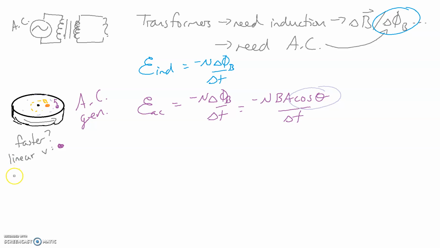Sometimes it's better to use what is called angular speed. Angular speed makes more sense for things that are spinning. It's a similar idea to linear speed, except instead of the distance you travel, it's the angle you travel. So angular speed is not the change in d over change in t, it's the change in theta over change in t.